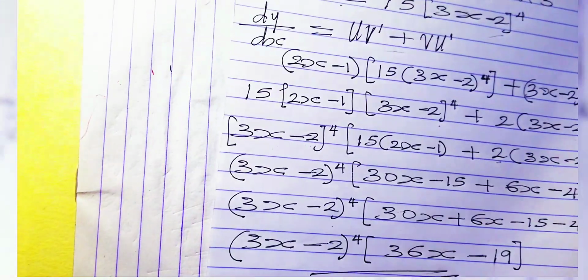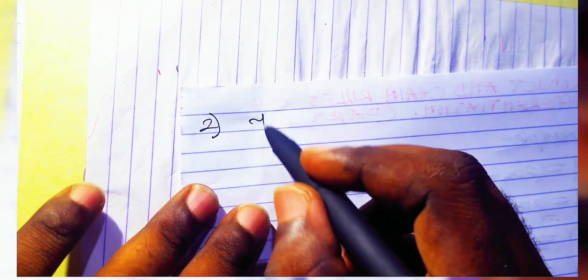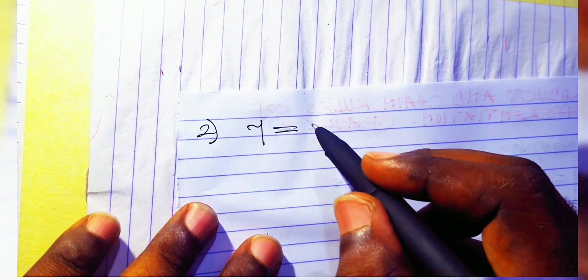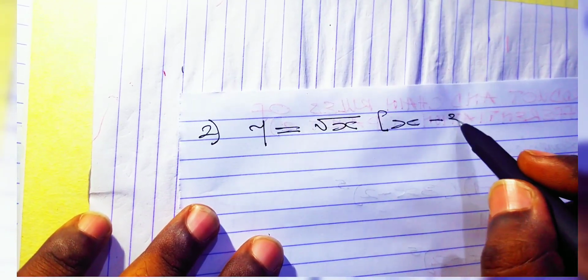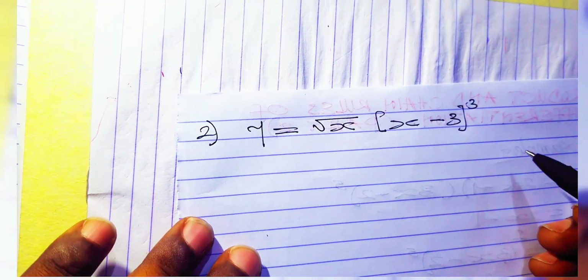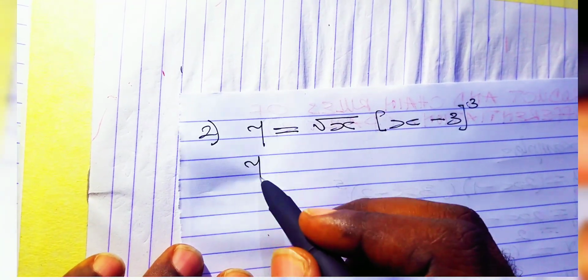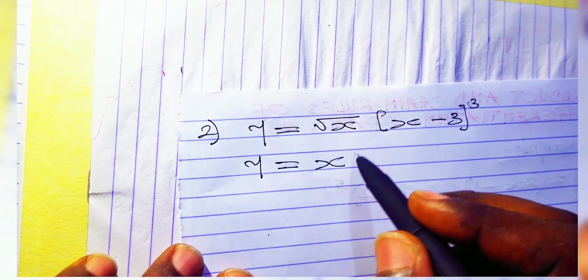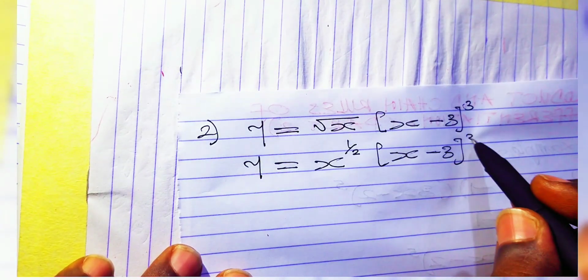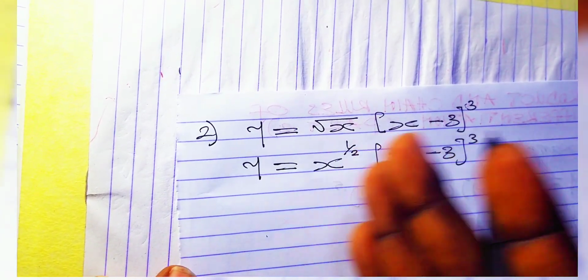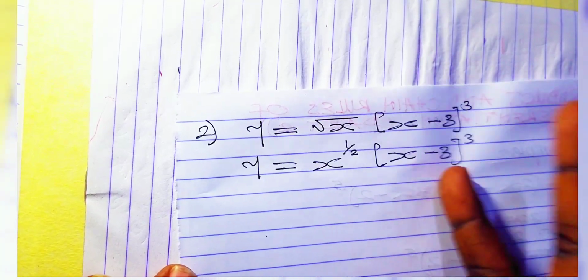Then let's consider another example. Let me call it question 2. If I am given y to be root x times (x minus 3) raised to the power of 3. In this case we can interpret root x to be x raised to the power of 1 over 2, so y equals x raised to the power of 1 over 2 times (x minus 3) raised to the power of 3. So this is the product rule, and we will need the chain rule to solve this.